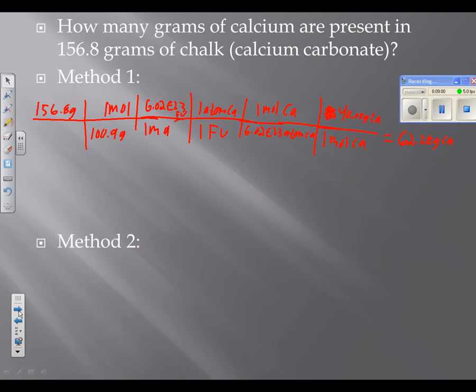All right, so here's the next problem. How many grams of calcium are present in 156.8 grams of chalk, which is calcium carbonate? I went ahead and did the first one out for you. You've got to convert it to moles, then to particles, then convert it to atoms of calcium, to moles of calcium, to finally grams of calcium. So I didn't want to take your time up with that. So let's go on to the next one, the percent composition.